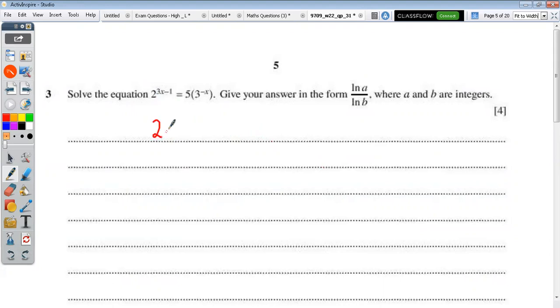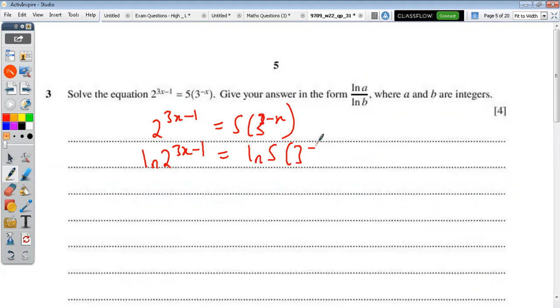We have 2 to the power of 3x minus 1 being equal to 5 brackets 3 minus x. So we can take ln of both sides. ln of 2 to the power of 3x minus 1 is equal to ln 5 brackets 3, sorry, 3 minus x. So now this here can be represented as (3x minus 1) ln 2 is equal to ln 5 plus ln 3 to the power of minus x.